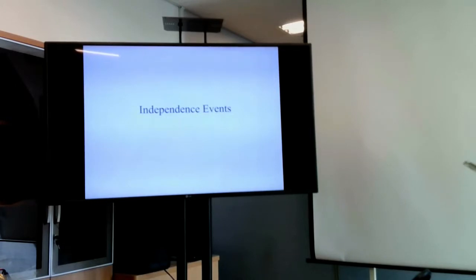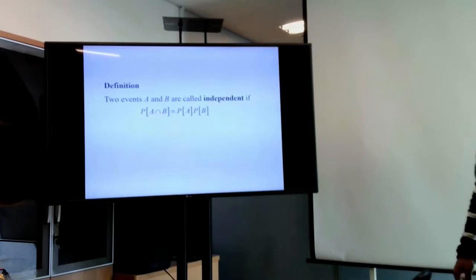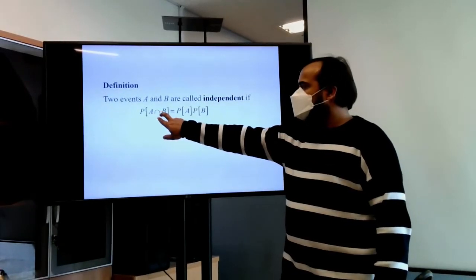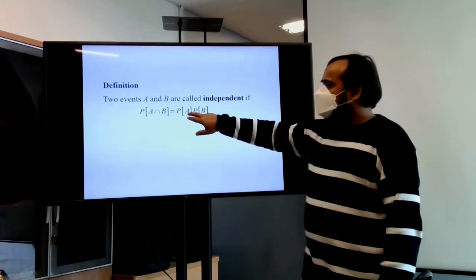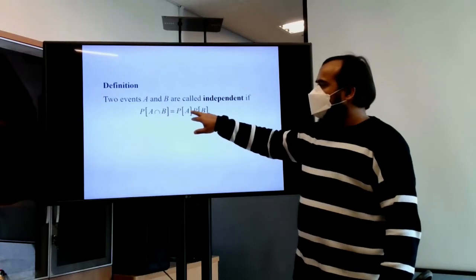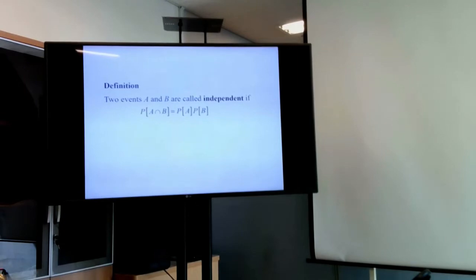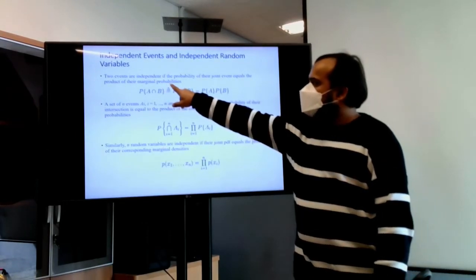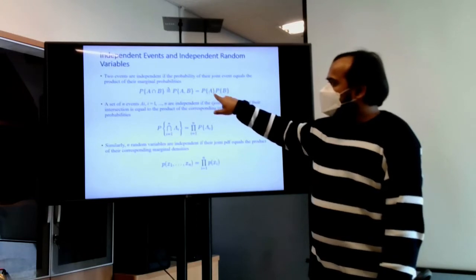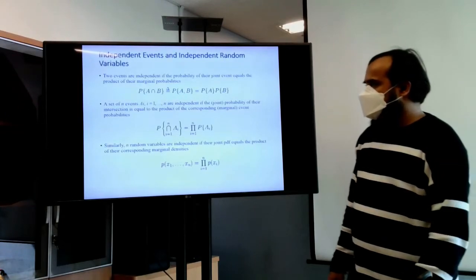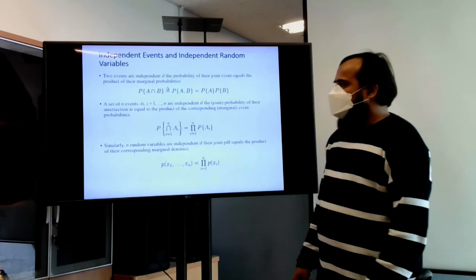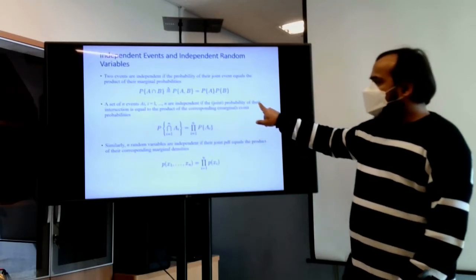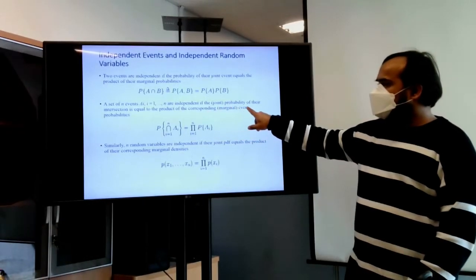Independent events. Two events A and B are called independent if the intersection of the two variables is equal to the product of the corresponding probability of each variable, and each variable is independent. So if the probability of their joint events equals the product of their marginal probabilities, like this, meaning the product of the individual probabilities of A and B. So for a set of point probabilities, suppose A_i, i equals 1 up to n, are independent if the joint probability of their intersection is equal to the product of the corresponding marginal event probabilities.